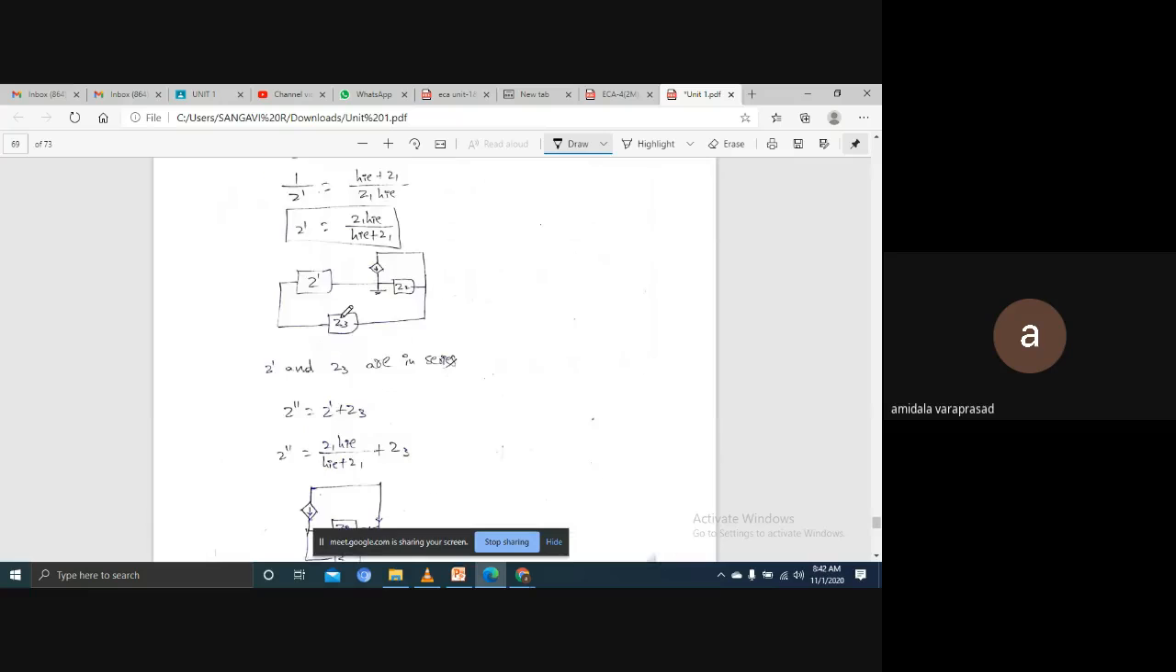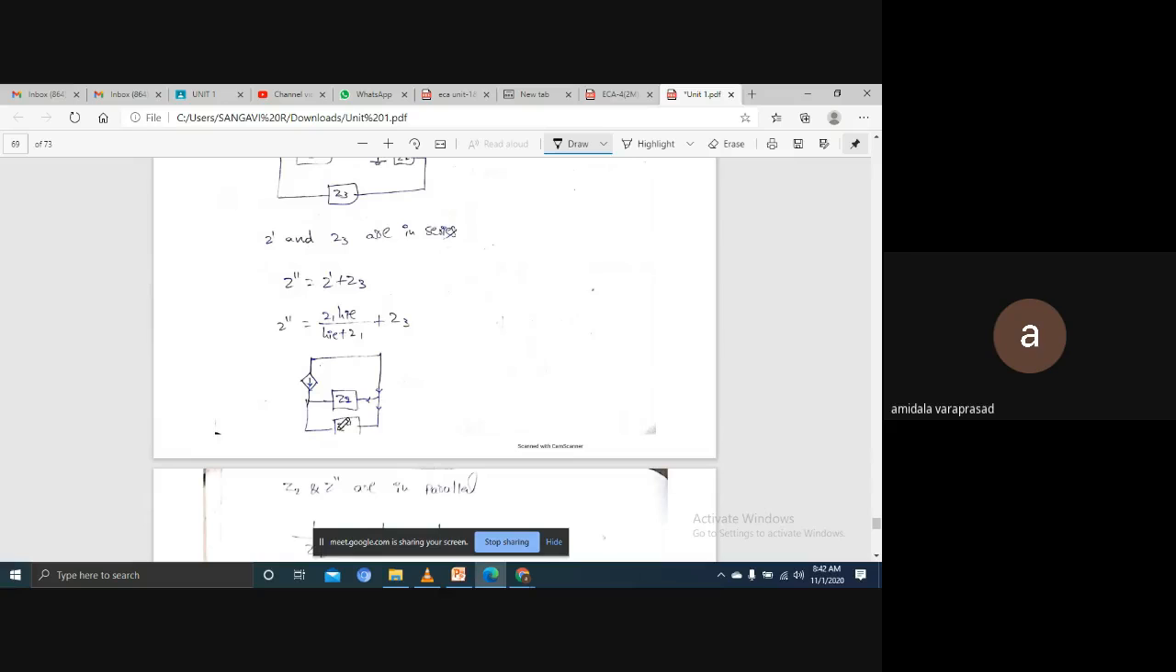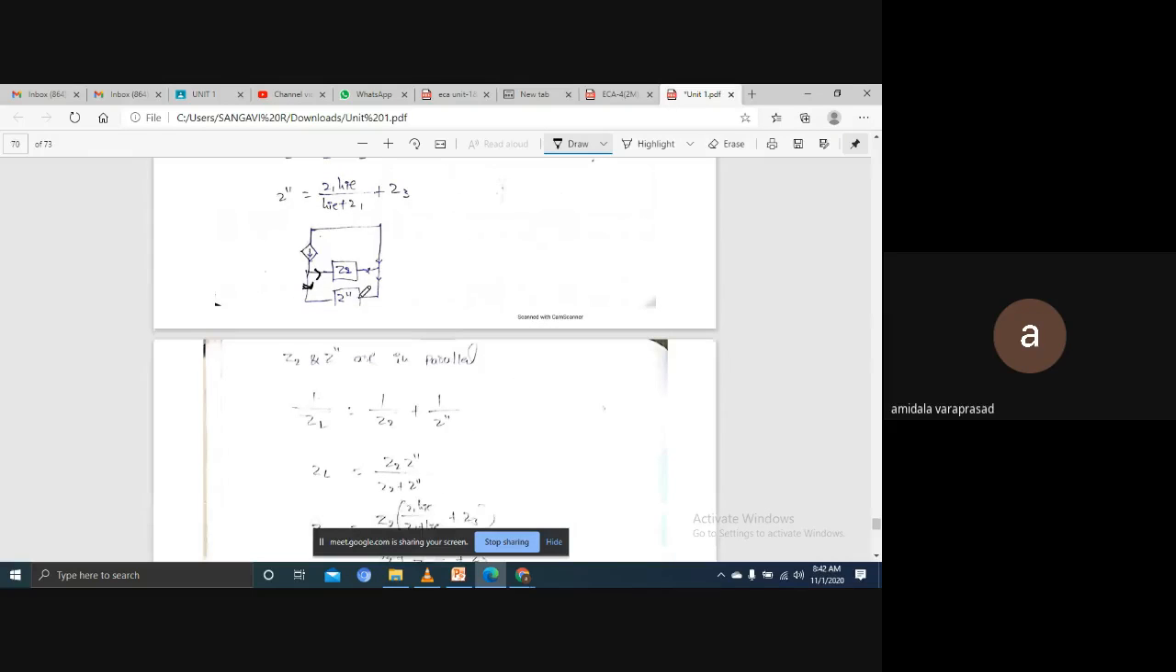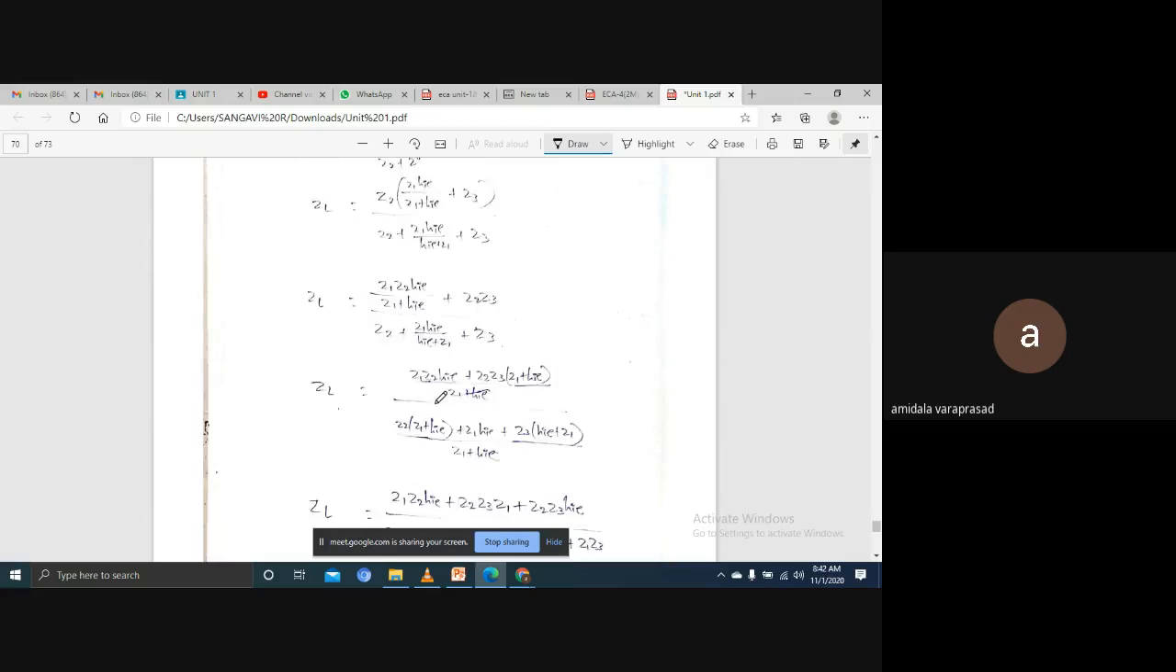Then in the equivalent circuit, instead of these two, I can take Z double dash. Now, if you observe, Z2 and Z double dash both are in parallel, because current is going to be divided. Then 1 by ZL is equal to 1 by Z2 plus 1 by Z double dash. If you manipulate this, you get ZL equal to this.